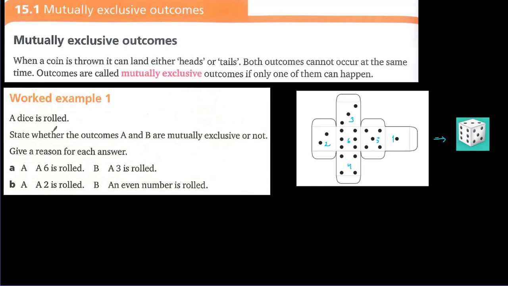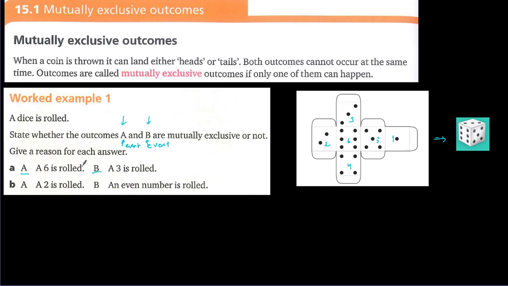Okay, we are rolling the dice, and there are two things that happen, and we are going to try to understand whether these are mutually exclusive or not. This is the event A and event B, and we are going to try to understand whether they are mutually exclusive or not.